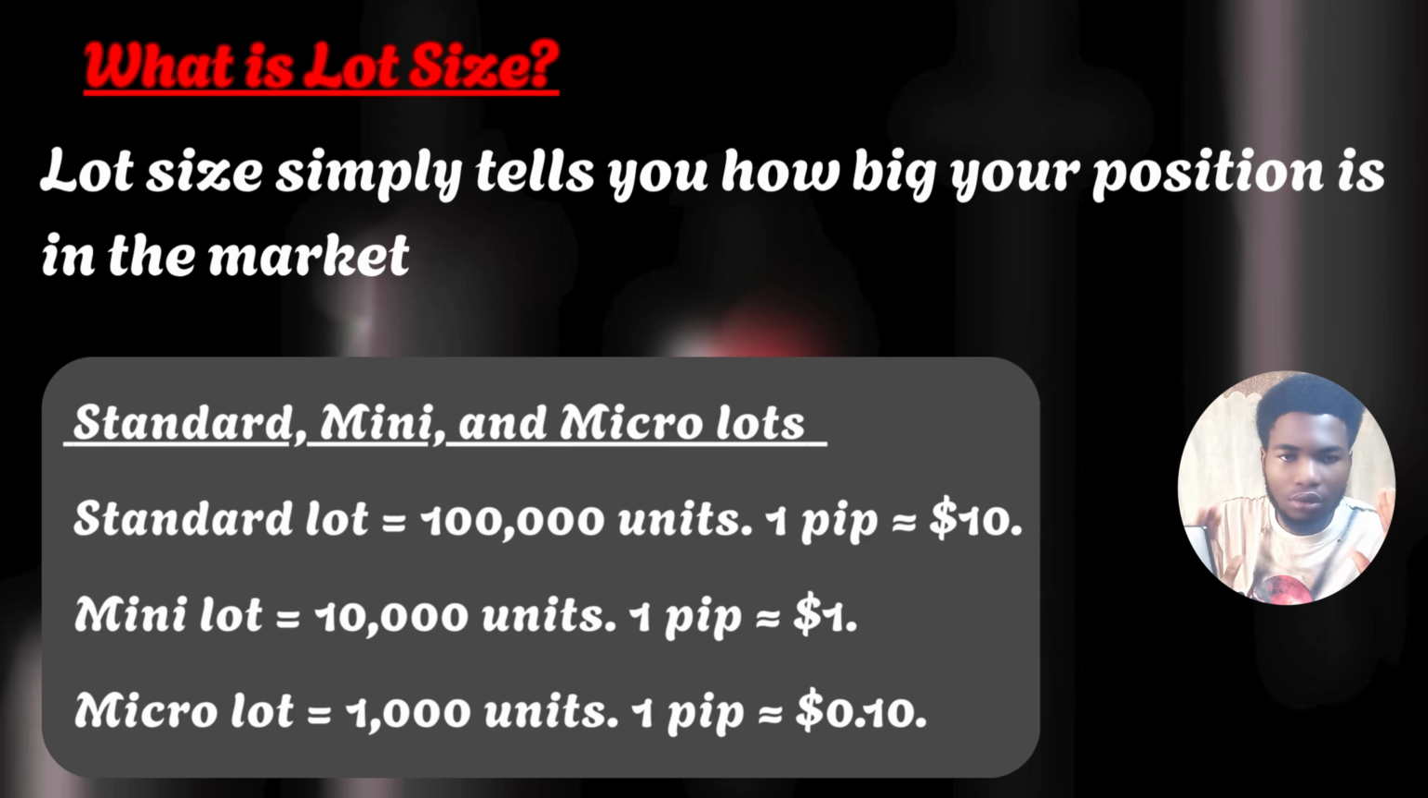Standard, mini, and micro lots. Standard lot equals 100,000 units, so 1 pip is approximately $10. Mini lot equals 10,000 units. 1 pip is approximately $1. Micro lot equals 1,000 units. 1 pip is approximately $0.1. Now don't worry about the big numbers. Just remember, the bigger your lot, the bigger your pip value, and the faster your account balance changes.